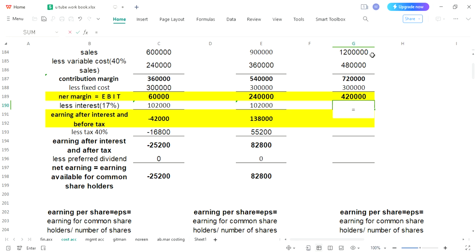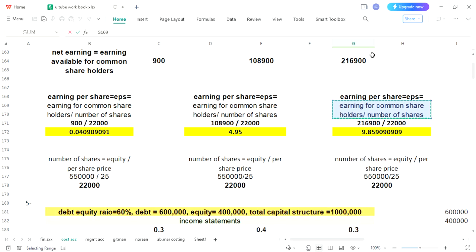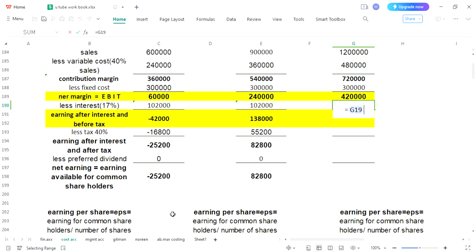Here you will calculate your amount of interest, which would be calculated through debt. 6 lakh is your amount of debt, and you will apply the percentage, which is 17% given in your question. Amount of interest is calculated. We are now able to calculate our current earning by subtracting interest from previous income. 4,20,000 is the earning before interest, you will subtract interest from it to get earning after interest.